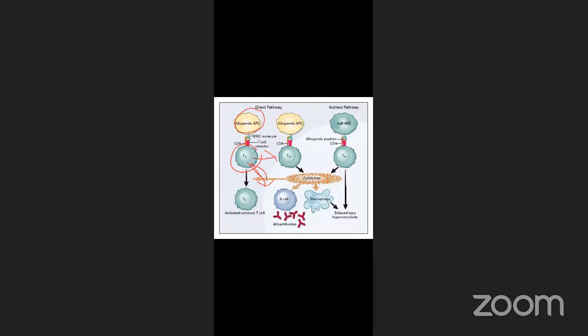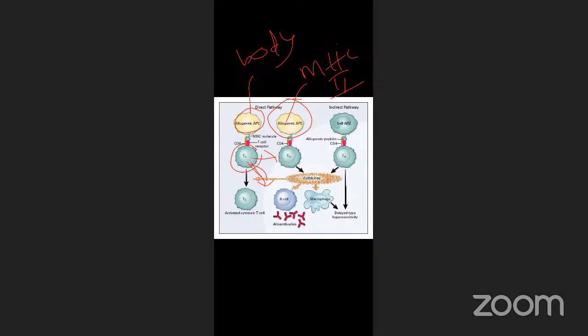Okay. Coming to the MHC molecule 2, assume that this is our antigen presenting cell, which is having MHC molecule 2. On the surface of specialized cells, MHC molecule 2 is present. MHC molecule 1 is present on all the body cells, but not MHC molecule 2.